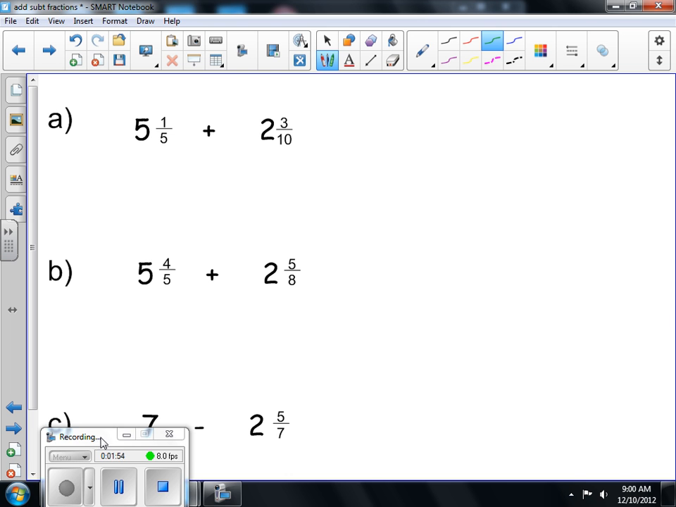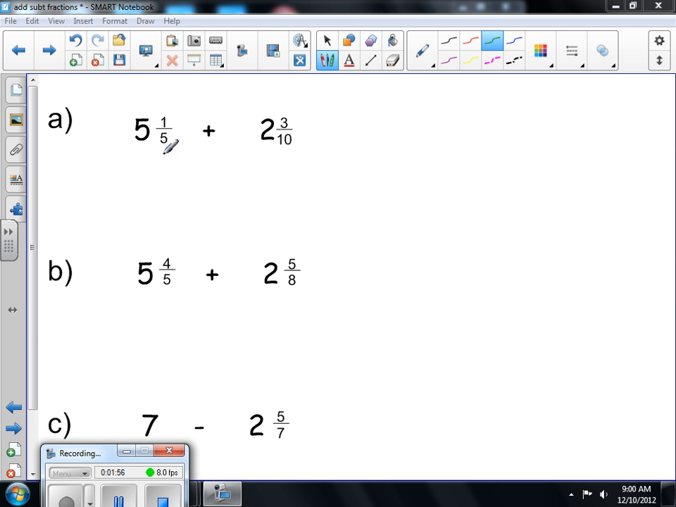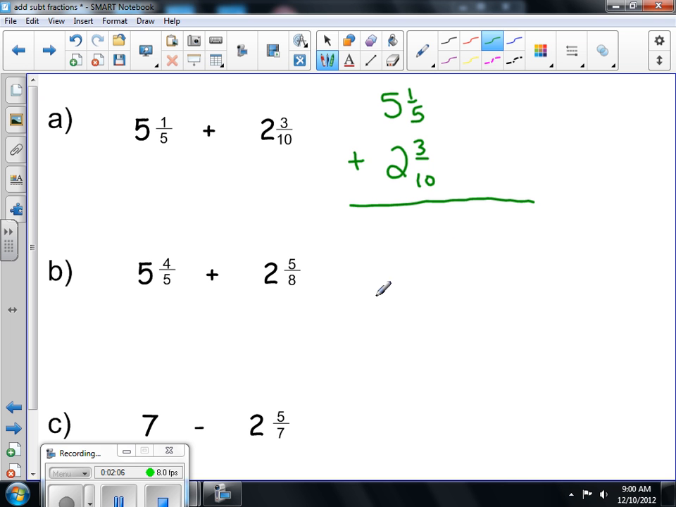We're going to be looking at addition and subtraction, which we may have to rename. So let's start with this one, 5 and 1/5. Remember, I like to write them going up and down, plus 2 and 3/10. What's the first step? Common denominators. And what will that denominator be? 10. Very good.